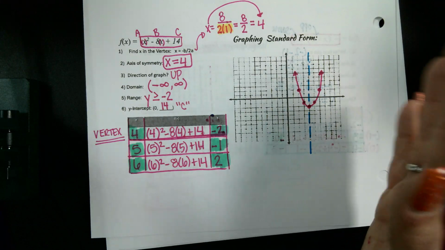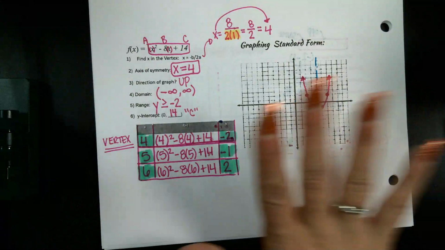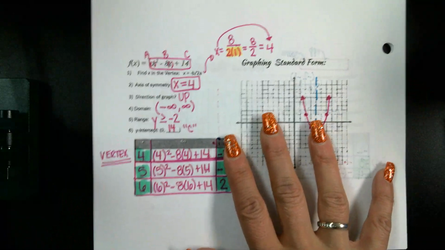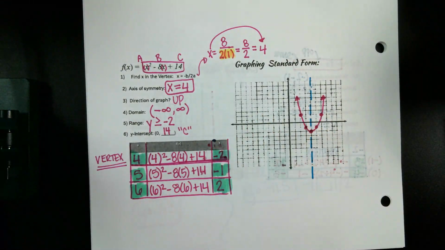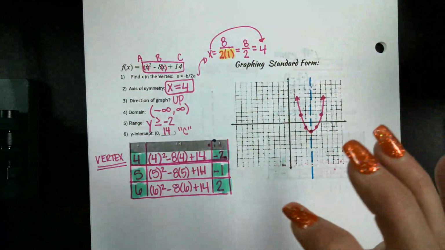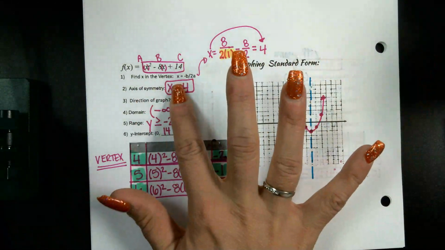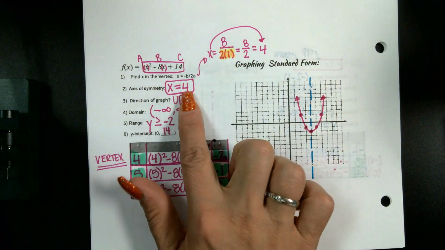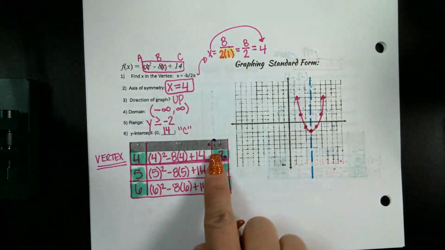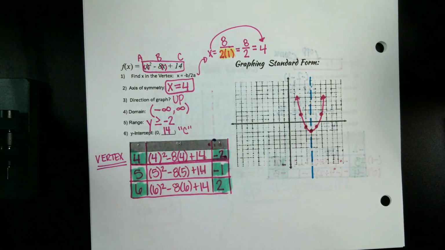So again, like I said, the only difference with standard form in comparison to what we did with vertex form was just right there at the beginning where we had to find the axis of symmetry, which gave us our x coordinate, and then we had to do a plug and chug to find our y coordinate of our vertex. Everything beyond that is exactly what you do on vertex form.